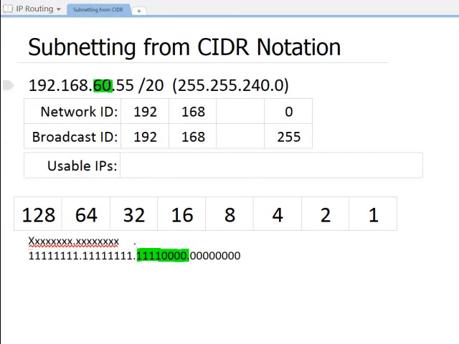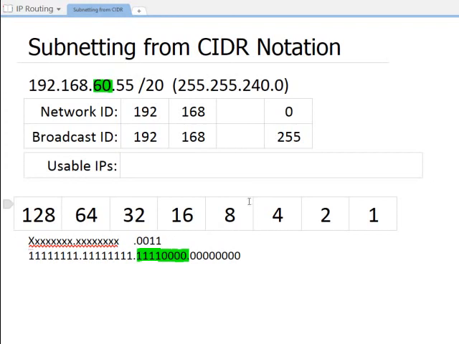I'm looking at converting the number 60. All I really do is look at this chart here. Can I take 128 out of 60? No. Can I take 64 out of 60? No. Can I take 32 out of 60? Yes. That leaves me with 28. Can I pull 16 out of 28? Yes. So that leaves me with 12.